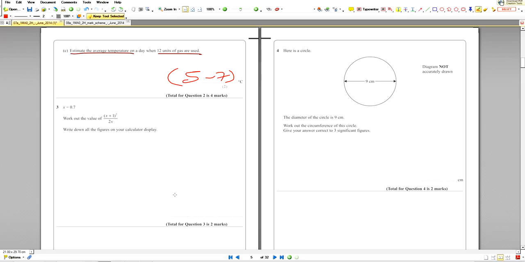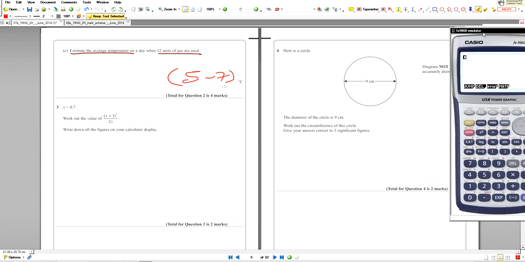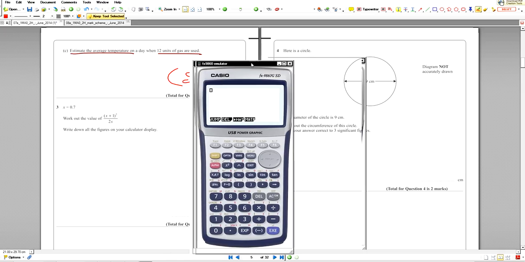Okay, let's move on to question number 3 now. It says x equals 0.7, work out the value of (x plus 1) squared divided by 2x. Write down all the figures on your calculator display. So what we can do here is pop this straight into the calculator. Let's grab our calculators, please, folks.